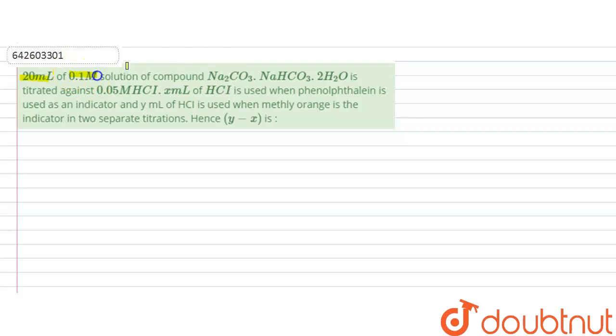Hello students, I am your teacher for this question, and the question is: 20 ml of a 0.1 molar solution of compound Na2CO3.NaHCO3.2H2O is titrated against 0.05 M HCl. X ml of HCl is used when phenolphthalein is used as an indicator, and Y ml of HCl is used when methyl orange is used as indicator in two separate titrations. Hence Y minus X is?